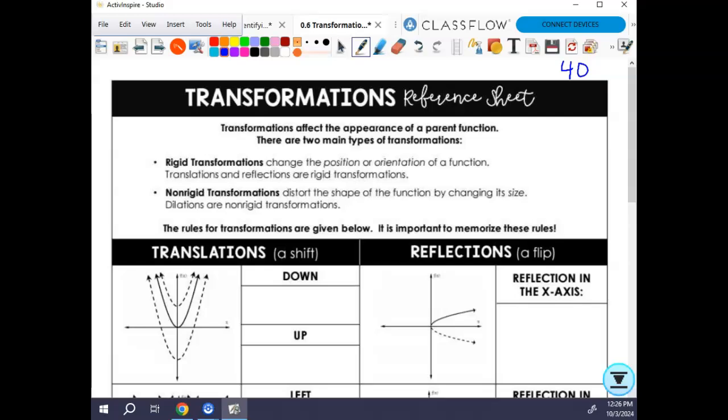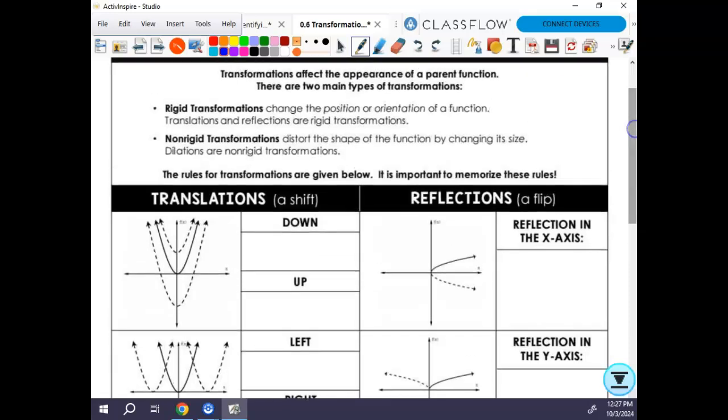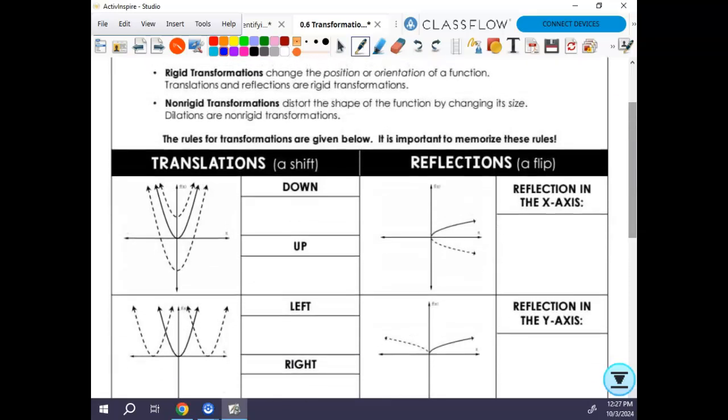All right, so transformations, we know, affect the appearance of a parent function. We have two basic types. We have rigid transformations. Rigid is just a change in the position, like you can slide it around, or the orientation if you reflect it. So translations and reflections, flips and shifts, that sort of thing. Then we have non-rigid transformations that distort the shape. That is what you most likely called stretches and compressions, which they still are. We can still talk about them like that.